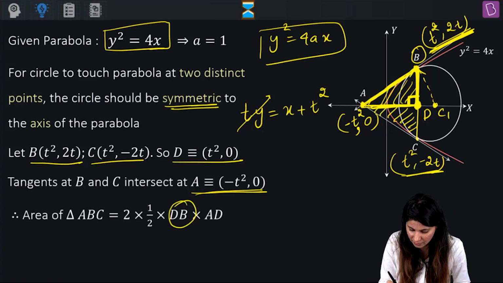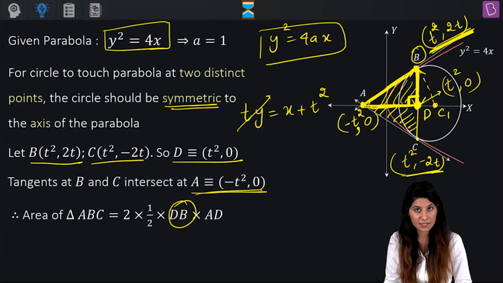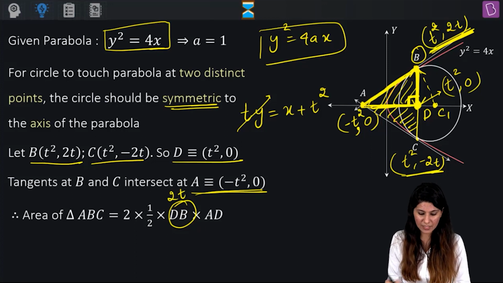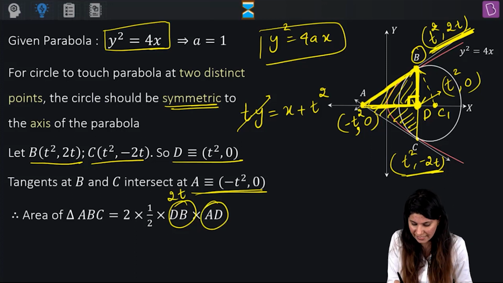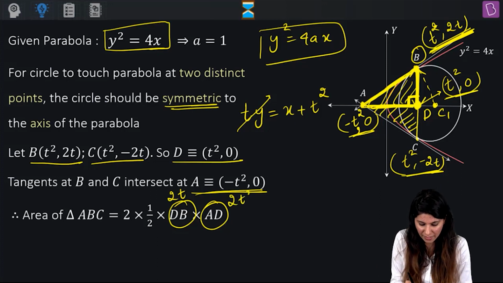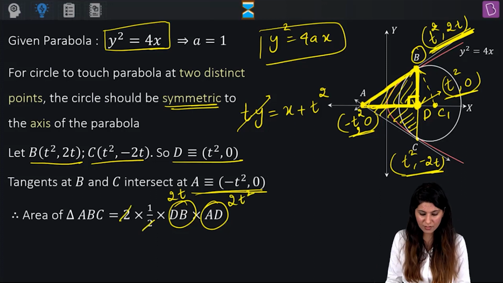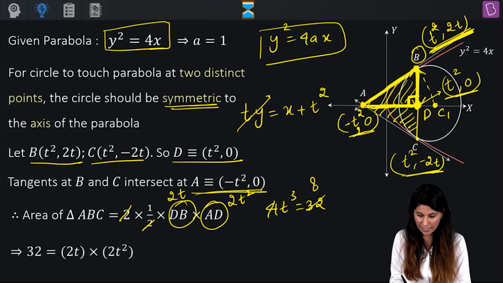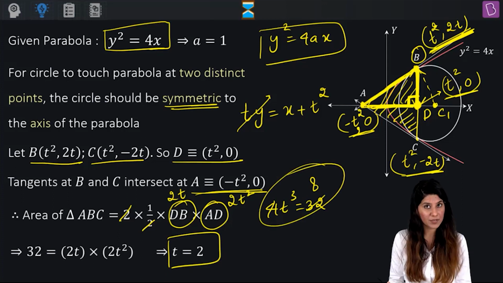Now, what is DB? DB is this length, right? Here the coordinates you all know. This is t square comma 2t. This is t square comma 0. Distance between these two is what? 2t. So DB will be replaced by 2t. What about AD? AD is this length, right? So minus t square comma 0 and t square comma 0 will have a distance between them equal to 2t square. Isn't it? This 2 is gone. So 4t cube is equal to what? 32. 4 8s are 32. T cube being equal to 8, that means t is equal to 2. From here you can easily say t is equal to 2, isn't it?